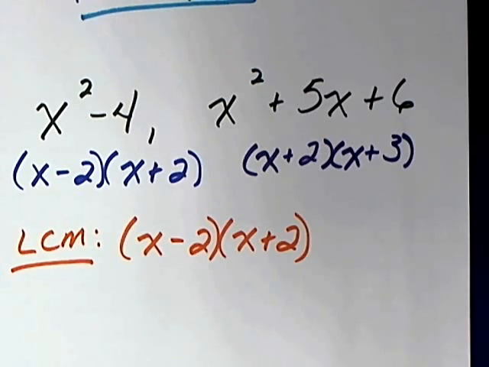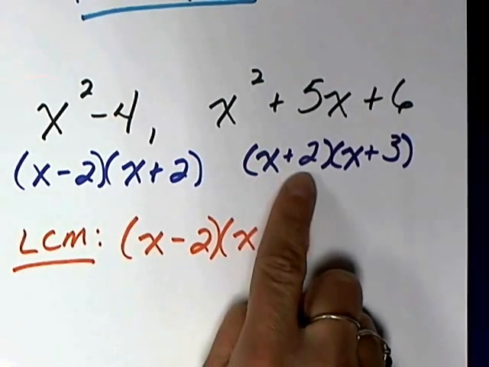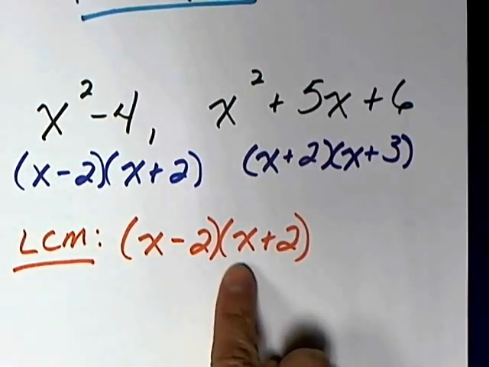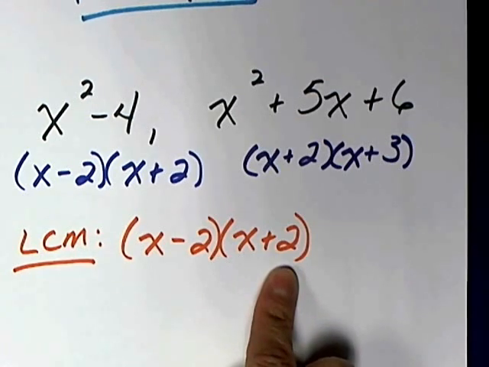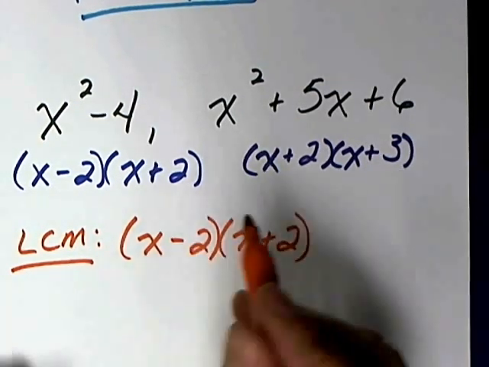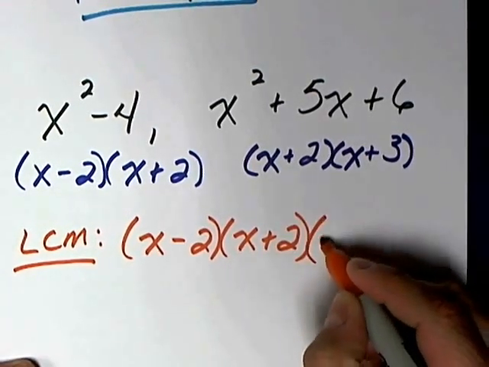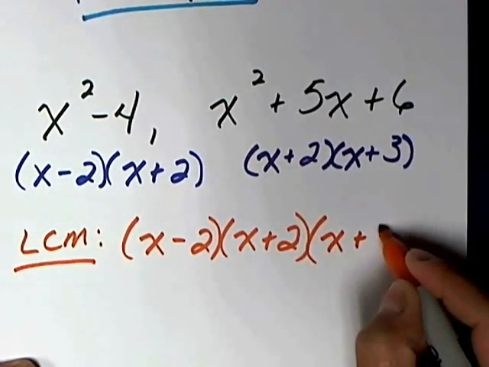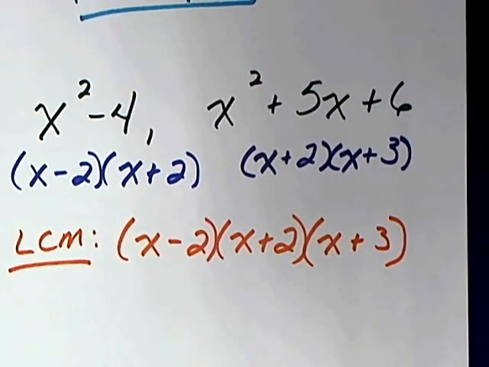Now I go to my next trinomial, or my next polynomial, and I say, okay, with my factors there, what factors do I have that I don't already have listed down? And you'll see that the first factor is an x plus 2, but I already have an x plus 2 here, so I don't need to put it down again. But I don't have an x plus 3, so I need to include that on my list. Remember, we just keep multiplying all these factors together.